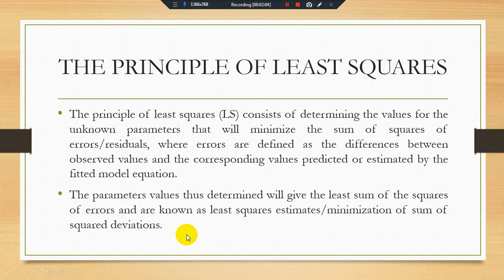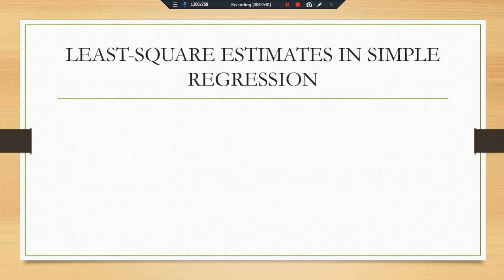So keep it in mind that the main aim of every type of regression, or the principle of least square, is to minimize the sum of the square of the residual. You will learn in the practical session how you can calculate the residual sum of square in coming videos. Okay, least square estimates in simple regression.